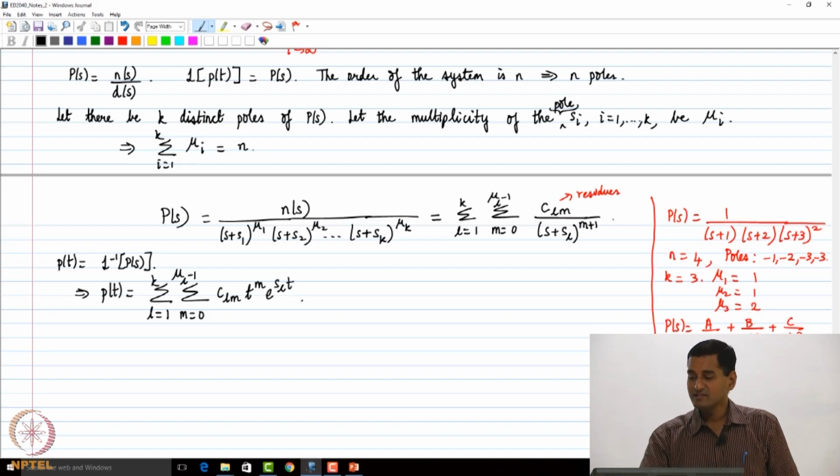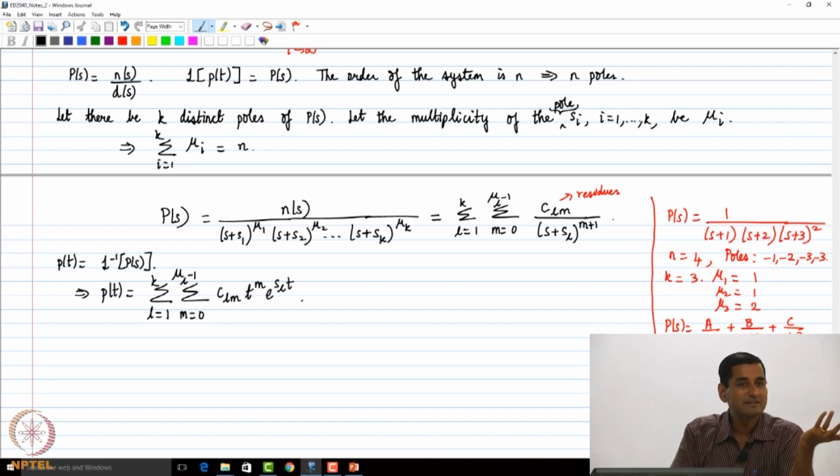Because you see that when there is no multiplicity, there is no t term, because you won't have the summation with respect to m. You will have a summation with respect to m only if you have multiplicity greater than 1, 2 and above. Then you will have t power m. For m equals 0, which is the case when you don't have any multiplicity, see, for example, for the pole at minus 1, what is mu 1? It is 1. So summation m equals 0 to 0, you just use m equals 0, that's it. So you won't get a t power term at all.